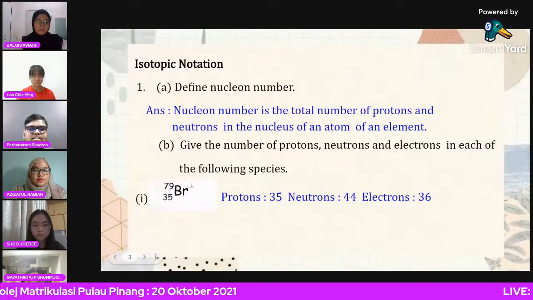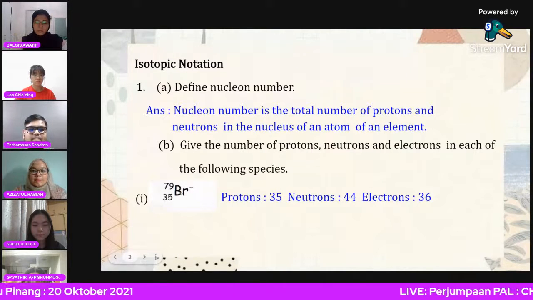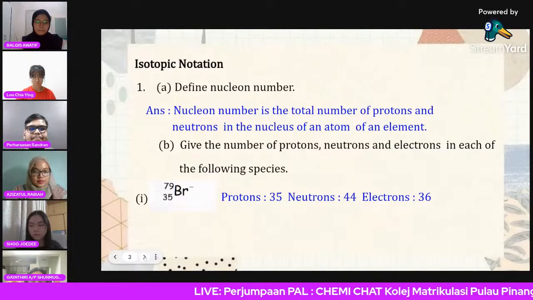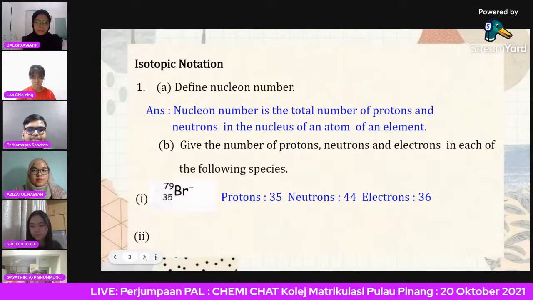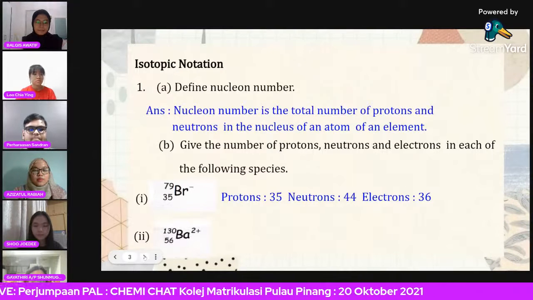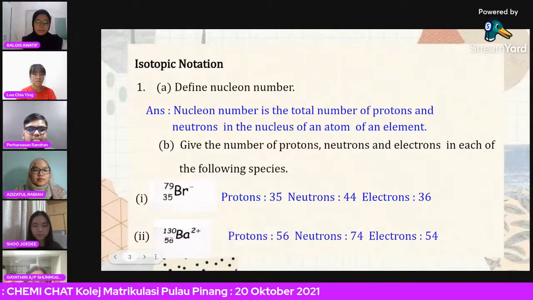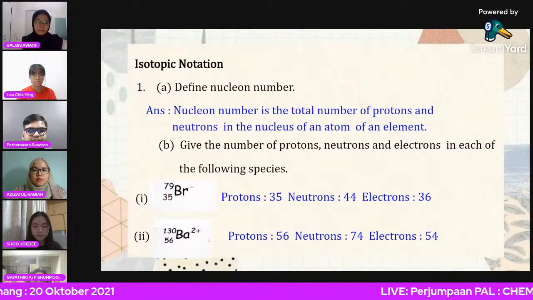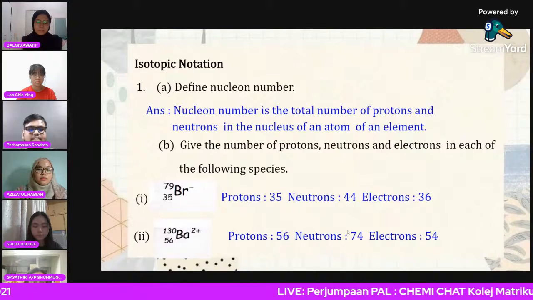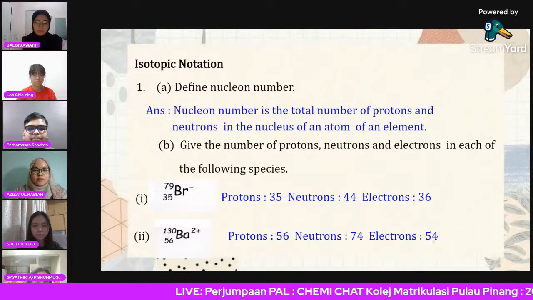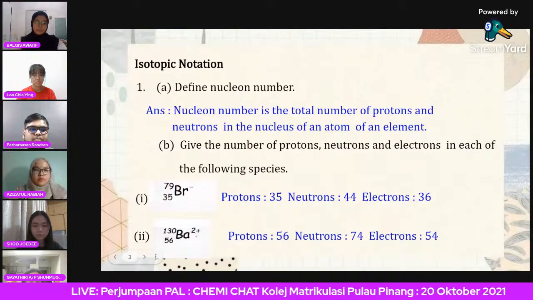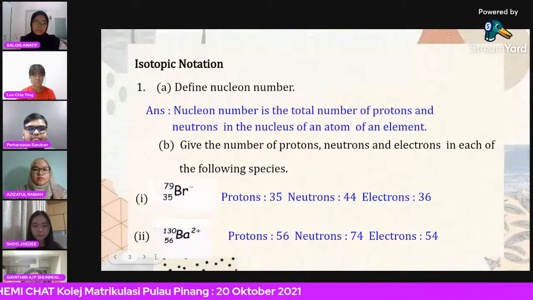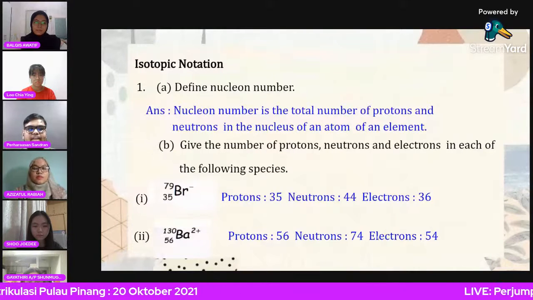This is because this is a negative 1 ion, which means that it gains 1 electron, therefore it has 36 electrons. Let's look at species 2. From this species, we are able to identify that it has 56 protons, 74 neutrons because 130 minus 56 is 74. However, it has 54 electrons only because this is a 2 plus ion, which means it has lost 2 electrons. Therefore, 56 minus 2, you will get 54 electrons.